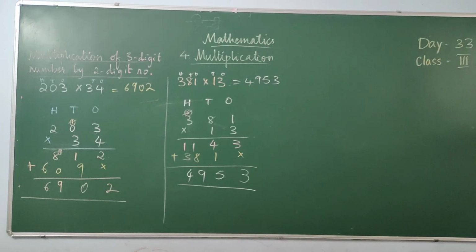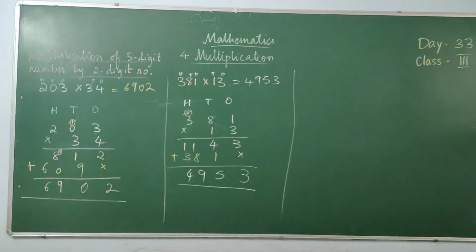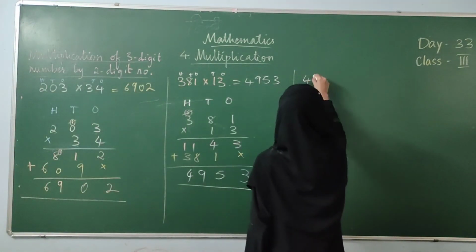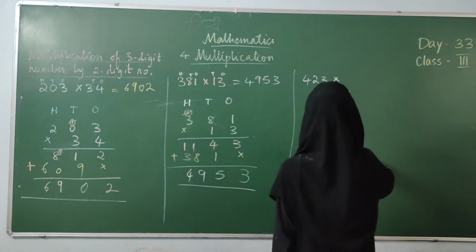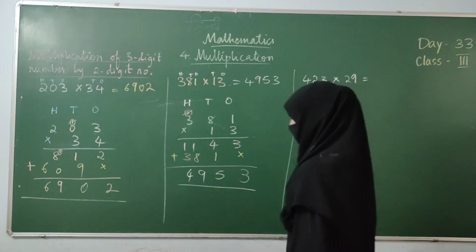You will face a lot of problems. Even now, if you start, you have ample time to do that. Please be perfect in tables. Okay? It will help you in everything, in every chapter of mathematics. Now, one last example. 423 multiplied by 29.